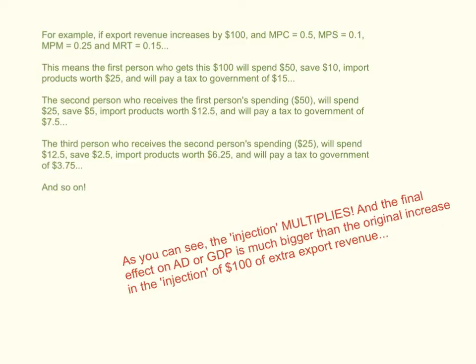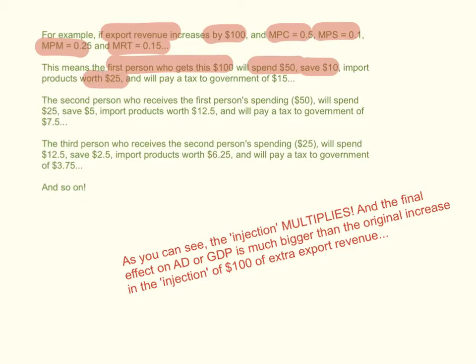So let's have a numerical example. Assume there's been an increase in export revenue by $100, so an increase in an injection by $100. And assume in this economy the MPC is 0.5, the MPS is 0.1, the MPM is 0.25, and the marginal rate of taxation is 0.15. Let's assume this $100 goes to one person. Because the MPC is 0.5, they will spend $50, save 0.1 of $100, which is $10, import products worth $25 because the MPM is 0.25, and pay a tax to the government of $15.